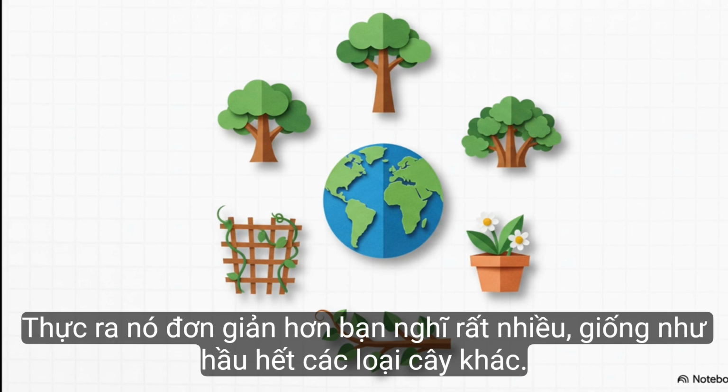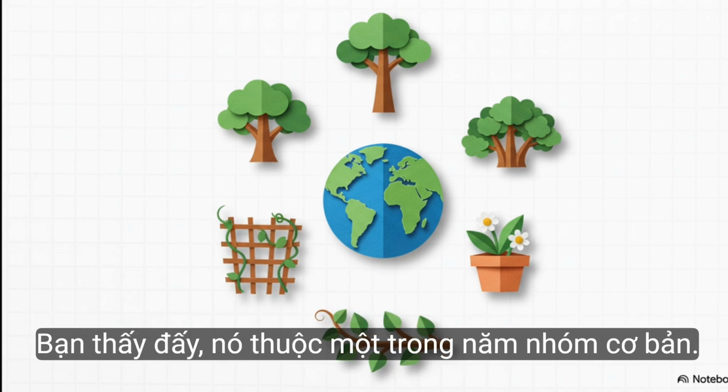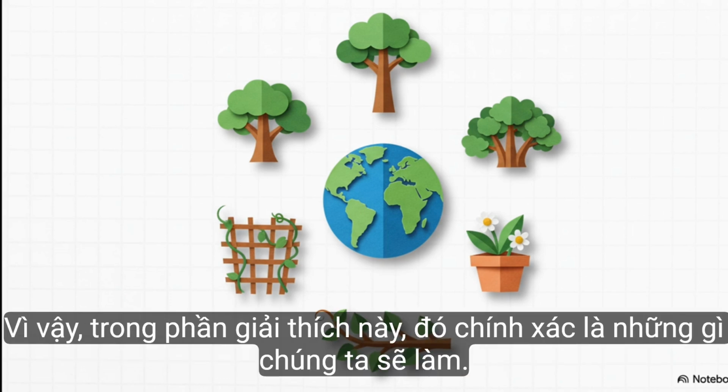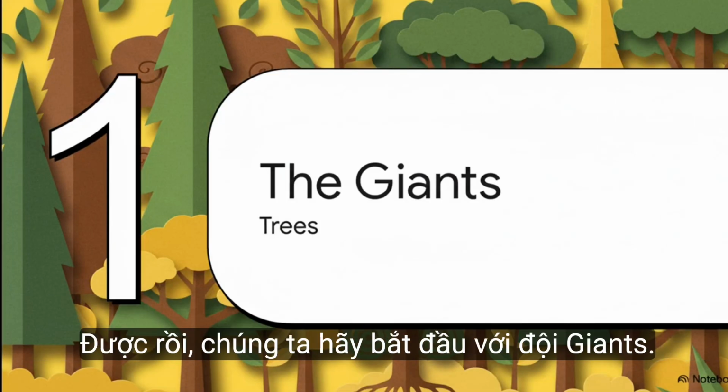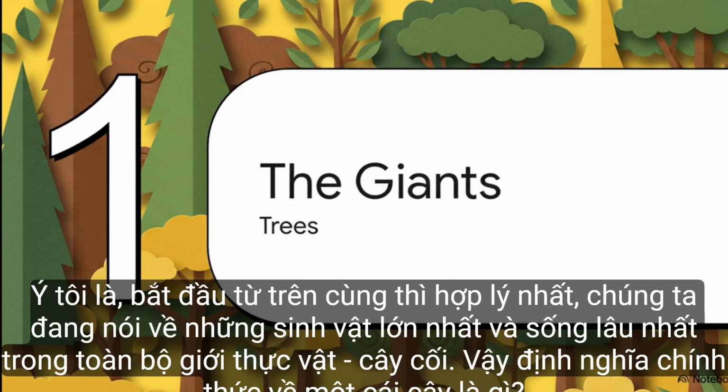Pretty much every plant you see fits into one of just 5 basic groups. So in this explainer, that's exactly what we're gonna do. We're gonna take a little journey, starting with the absolute giants and making our way all the way down to the smallest survivors. All right, let's kick things off with the giants. It just makes sense to start at the very top, right? We're talking about the biggest, most long-lived things in the entire plant kingdom, trees.